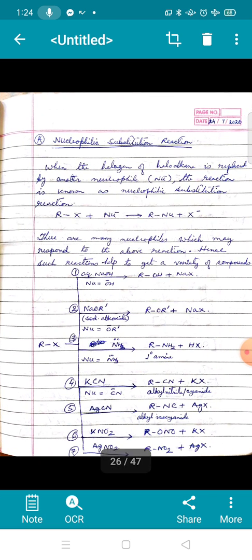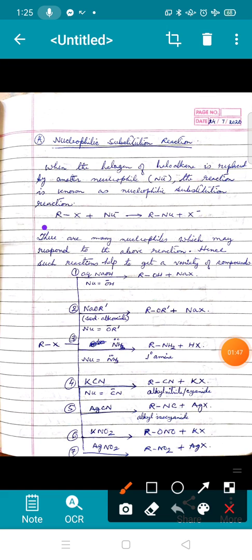So you can see it's written, when the halogen of haloalkane is replaced by another nucleophile, we are mentioning the symbol to be Nu minus because they are negatively charged or electron rich. The reaction is known as nucleophilic substitution reaction. So in general, we represent the haloalkane by the symbol RX. When we are treating it with a nucleophile, then you can notice the X is getting replaced by the nucleophile. Such reactions are called nucleophilic substitution reaction.